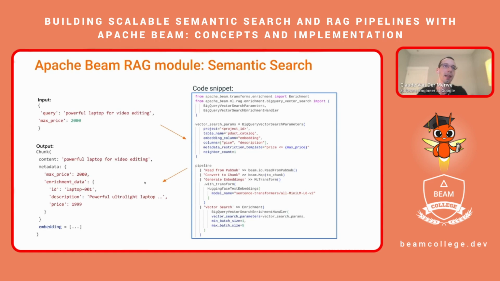And as a result, the user's chunk query contains the data from our vector database. It respects the maximum price restriction, and it returns the most relevant result.